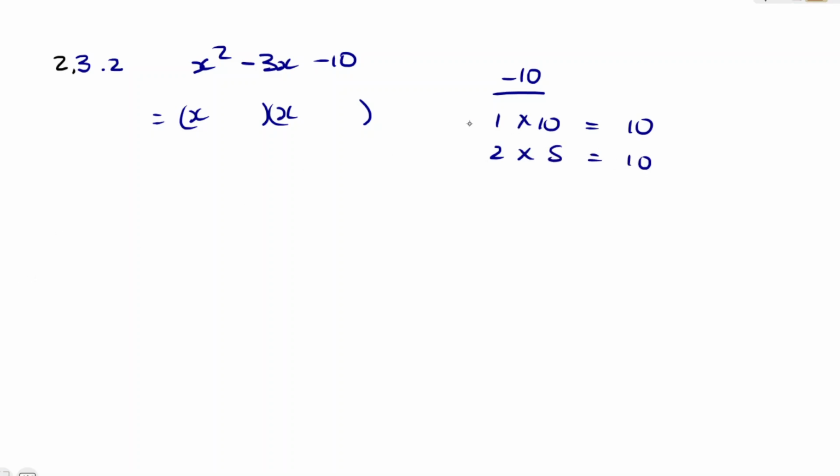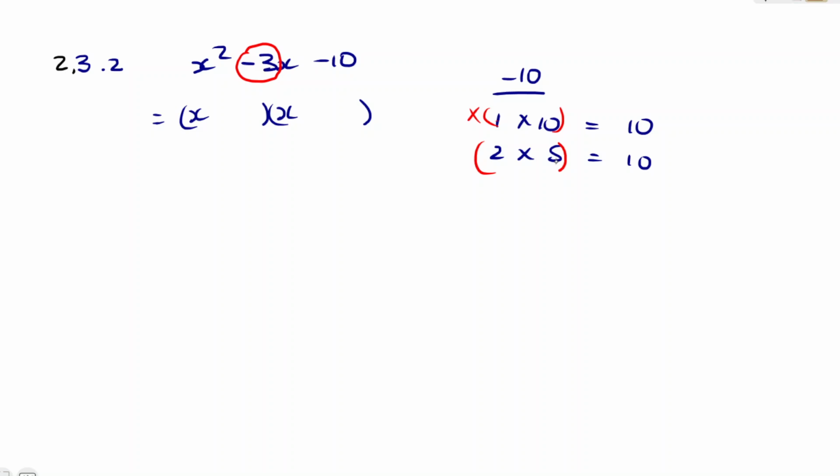Now we are looking here for a middle term which is negative 3. So if we look at the first group, 1 times 10 will give us a 10. But 1 minus 10 or 10 minus 1 won't give us a negative 3. So the first group of terms cannot work. Let's look at the second group of factors. So if you want to find negative 10, 2 times 5 is going to give us a 10. But we are looking for a negative 3 as a middle term.